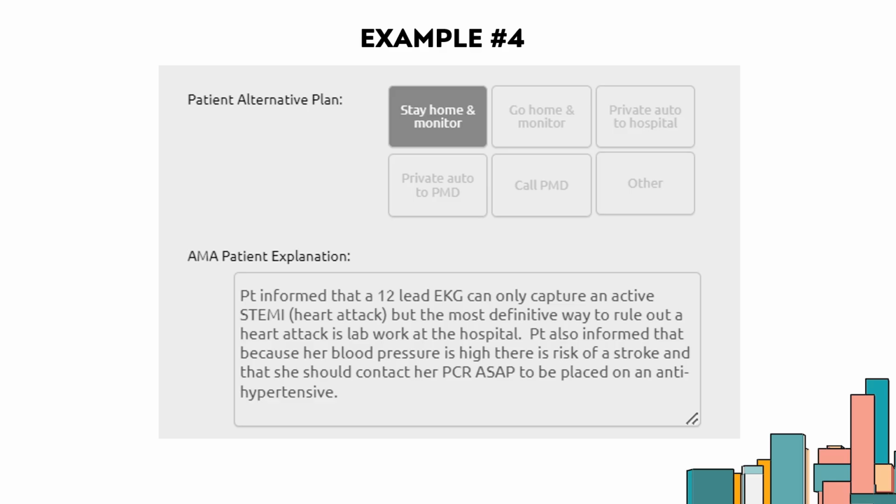The AMA patient explanation, this was another way for that provider to capture exactly what he explained to the patient, like you just read in the narrative. The patient informed that a 12-lead EKG can only capture an active STEMI, a heart attack, but the most definitive way to rule out a heart attack is the lab work at the hospital. The patient is also informed that because her blood pressure is high, there's a risk of stroke, and she should contact her PCP ASAP to be placed on an antihypertensive medication. Again, excellent narrative, excellent way to fill out the AMA section.